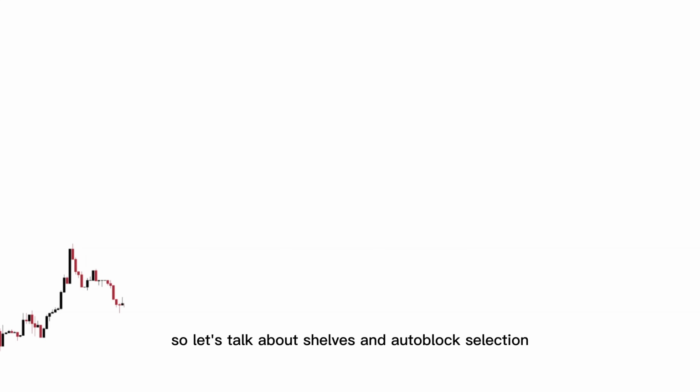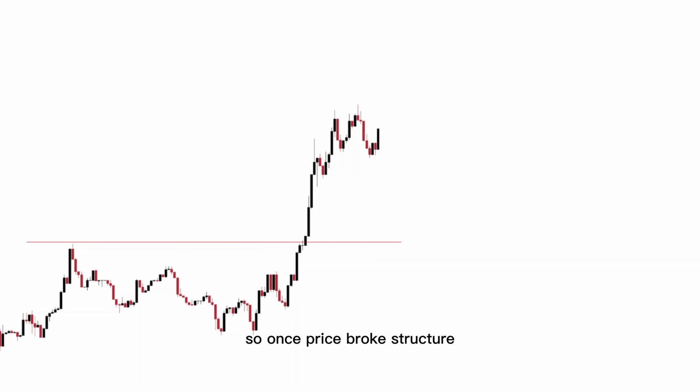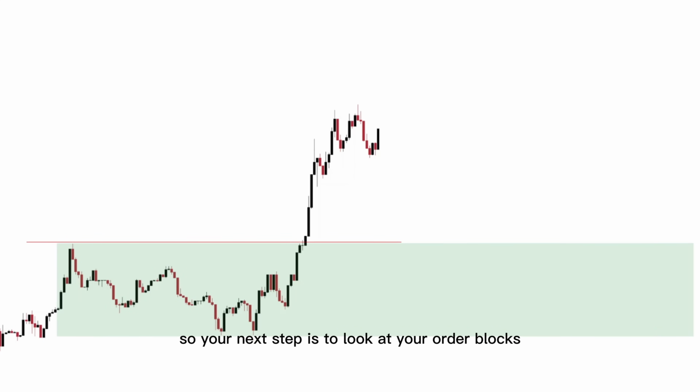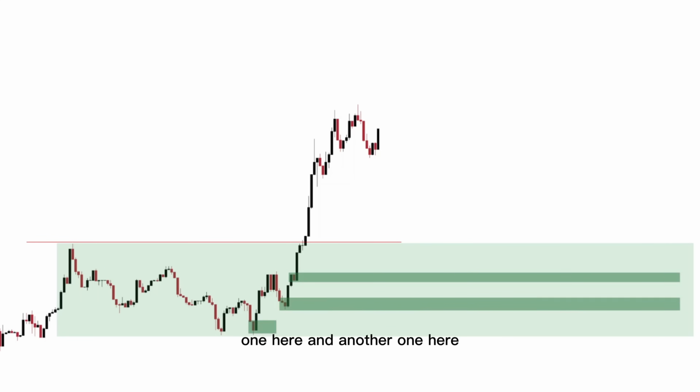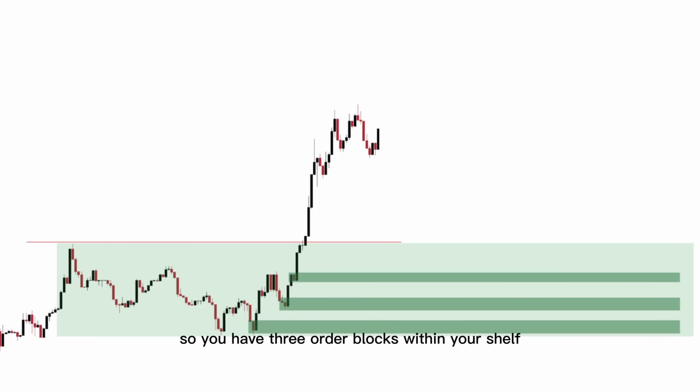So let's talk about shelves and order block selection. You have price consolidating, and you got an expansion. Once price broke structure, your next question is, what made it break structure? Where did all this buying power come from? That means within your shelf, buy orders were injected to push price to rally. And buy orders were injected throughout this area. So your next step is to look at the order blocks that you can find within the shelf. You have one here, one here, and another one here. So you have three order blocks within your shelf.